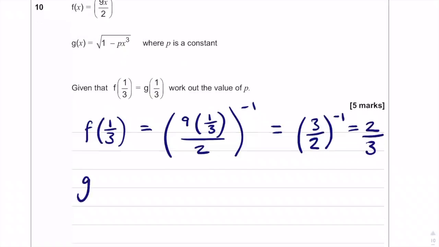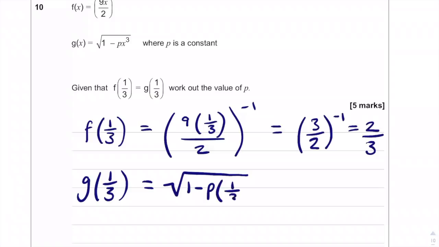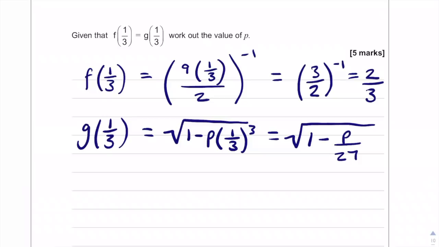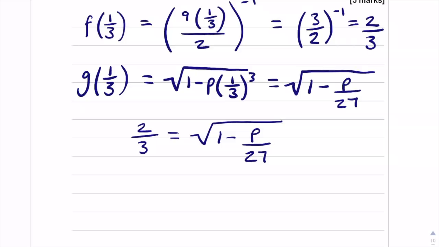Now, g of 1/3, that's going to be the square root of 1 minus p multiplied by 1/3 all cubed. And that's the same as saying the square root of 1 minus... Now, 1/3 cubed is 1 over 27. So it's the same as saying 1 minus p over 27. And now what we can do is we can say that 2/3 is equal to the square root of 1 minus p over 27.